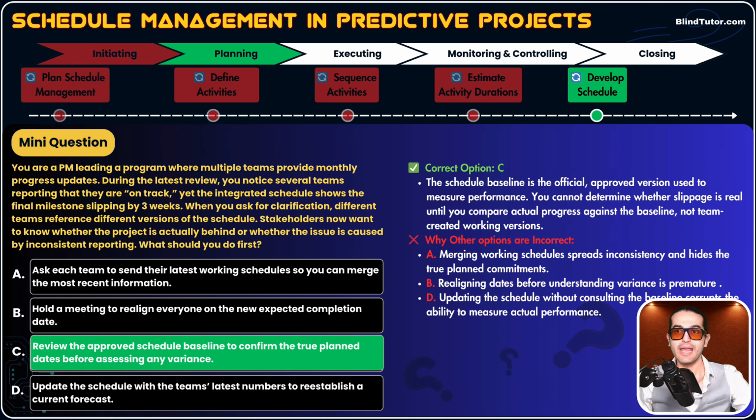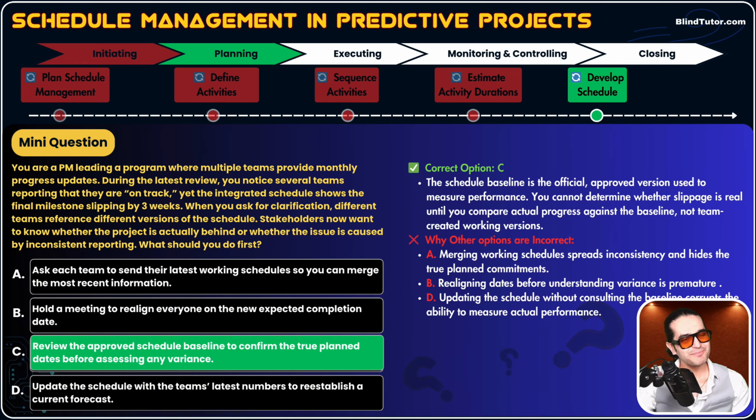This option B could happen after option C. That's a cool idea to realign everyone. But first, the first action is option C. Option D says update the schedule with the team's latest numbers to reestablish a current forecast. Updating the schedule without consulting the baseline corrupts the ability to measure actual performance. We do not, guys, the first action is reviewing the baseline.